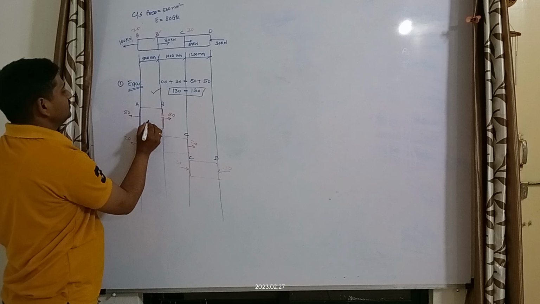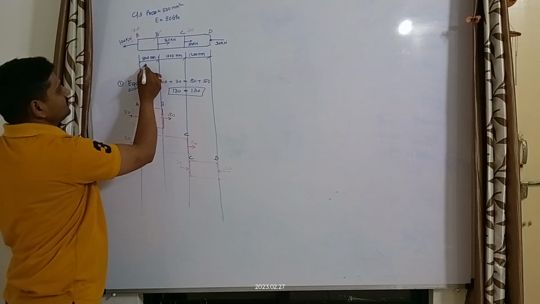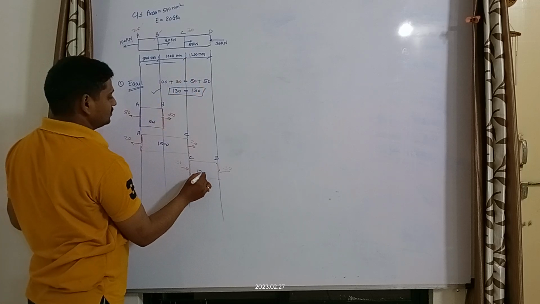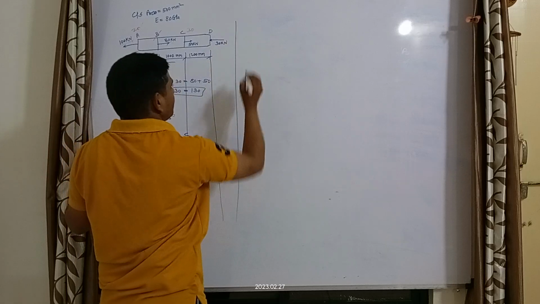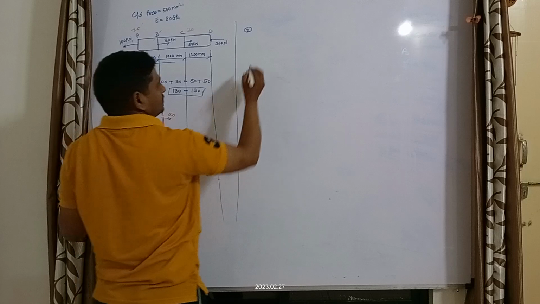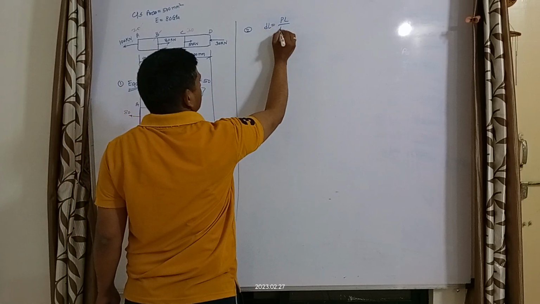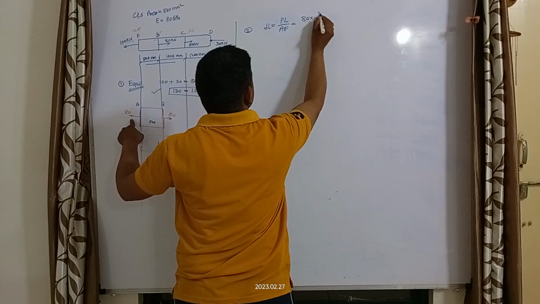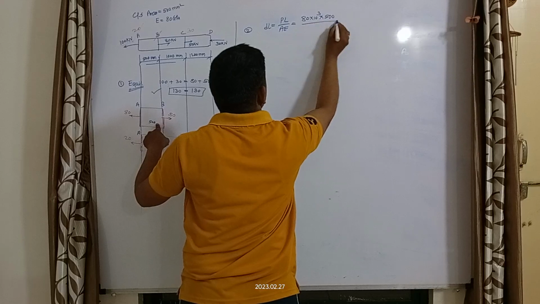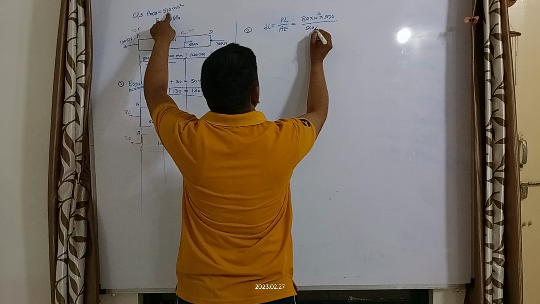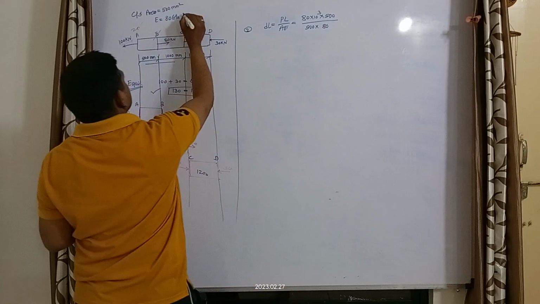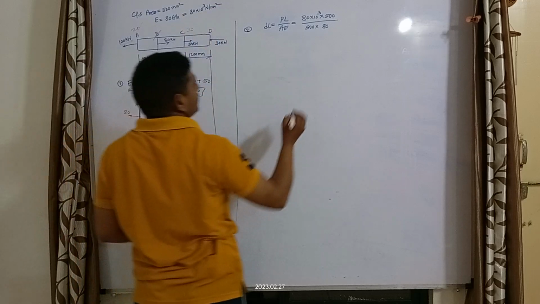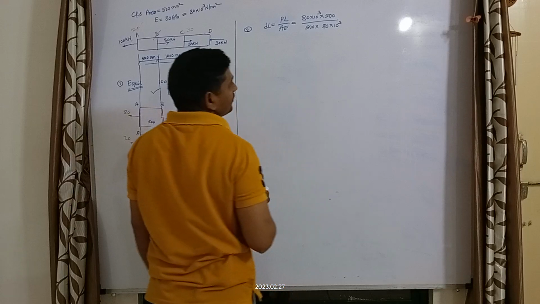Now for this section the length is 500. For this section the length is 500 plus 1000, that is nothing but 1500. And for this section the length is 1200. Now the second step is to calculate the change in length in each section. Change in length is nothing but PL upon AE. P is 80 kilonewton, means 10 raised to 3. L is nothing but 500 mm divided by area, which is given as 500, and E is given as 80 gigapascal, which is converted into Newton per mm square.